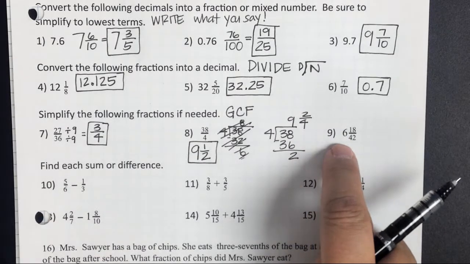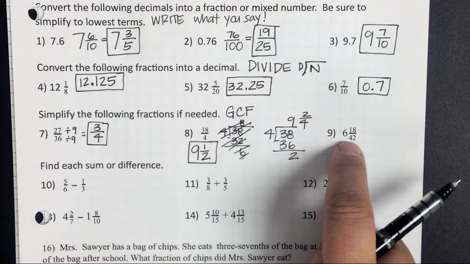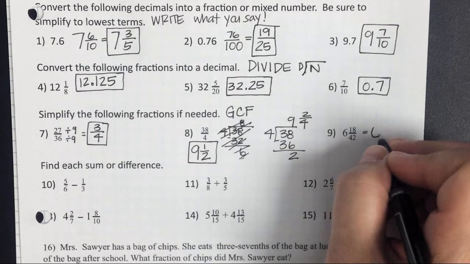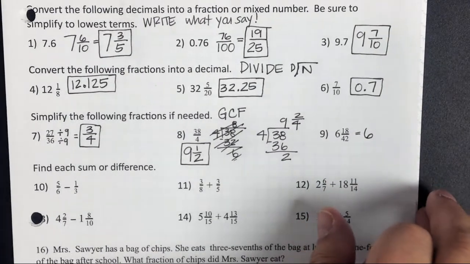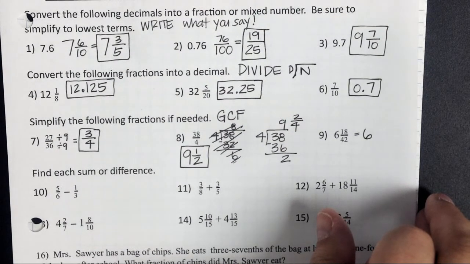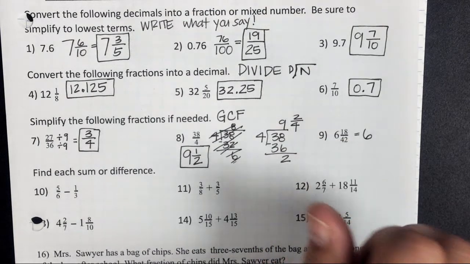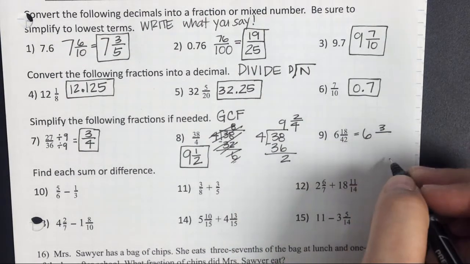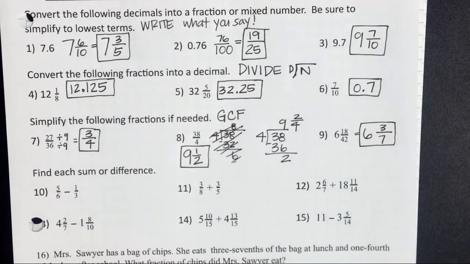Okay, what type of fraction? Mixed number. It's not messy because this is not improper. This is just a mixed number. So our whole number stays the same. What's my greatest common factor between 18 and 42? 6. So, how many times will 6 go into 18? 3. And how many times will 6 go into 42? 7. There we go. And now you have 2 prime numbers, so you know for sure that it can't be simplified.